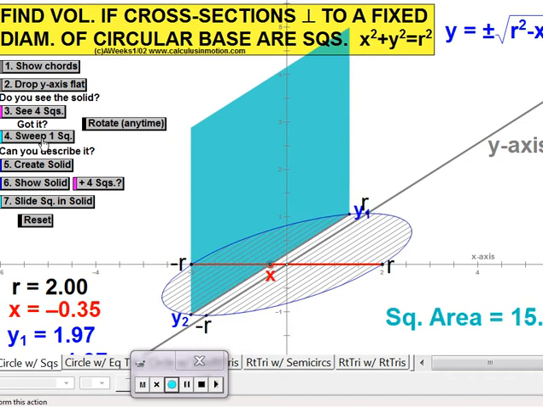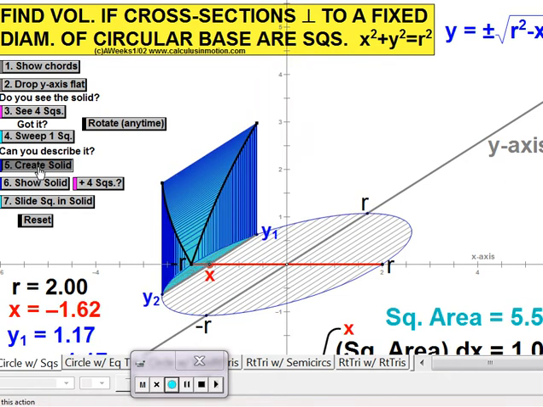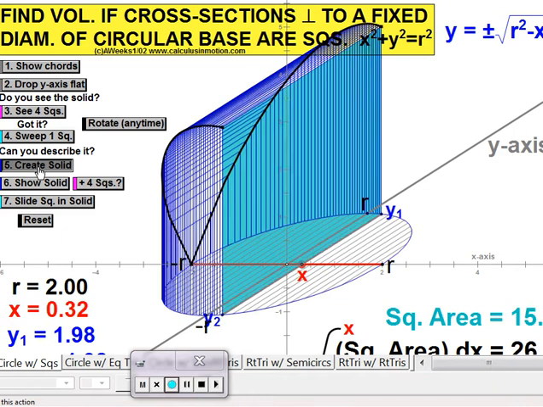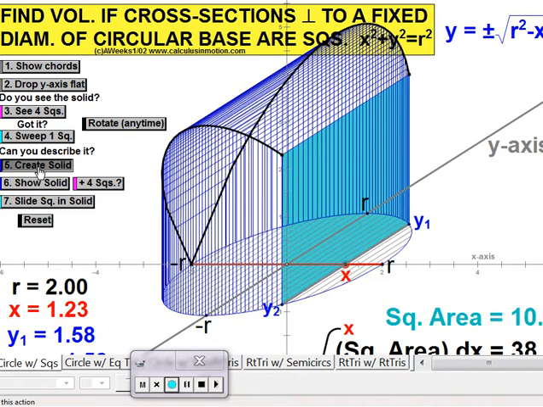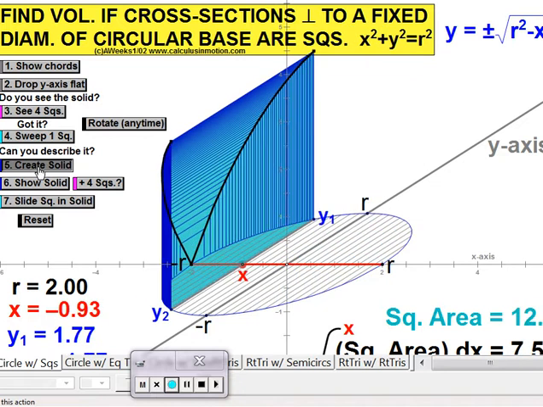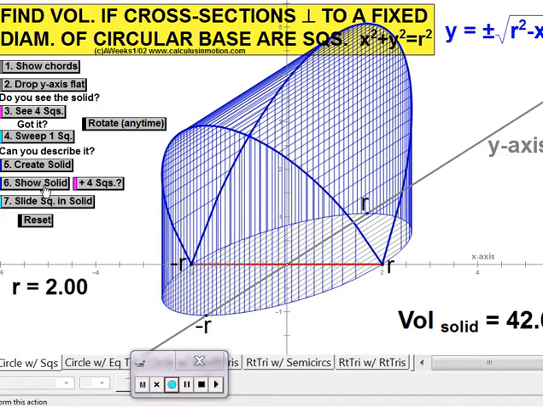Now, I'm going to stop it. I'm going to show you what this solid would look like. Now, I am horrible at drawing these, which is why I'm using this program. I'm hoping you're all oohing and aahing. Here's what that solid looks like.